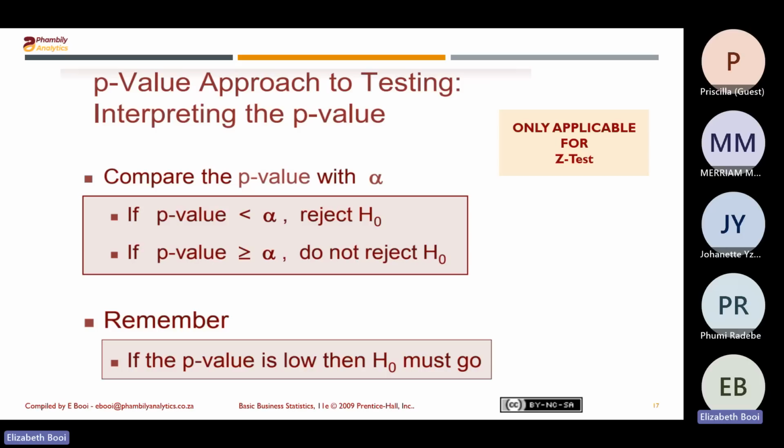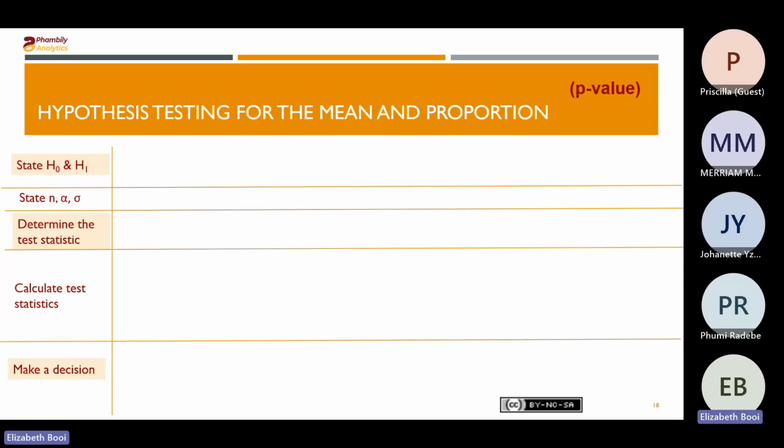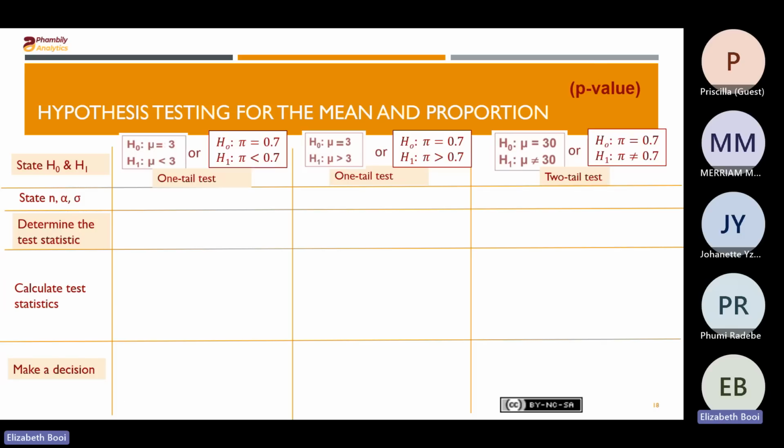And this is only applicable when we do a Z-test. So it means Z-test for the mean and also for the proportion. Remember, if the p-value is low, H0 must go. So when we test the hypothesis, either for the mean or the proportion, using the p-value to make a decision, not the critical value, but the p-value, the same statements hold.